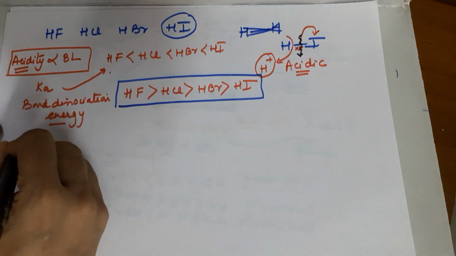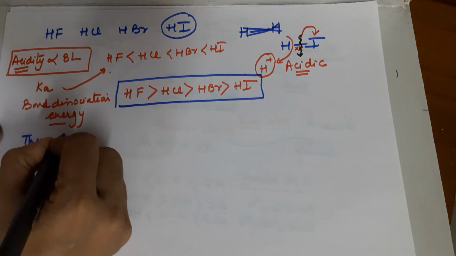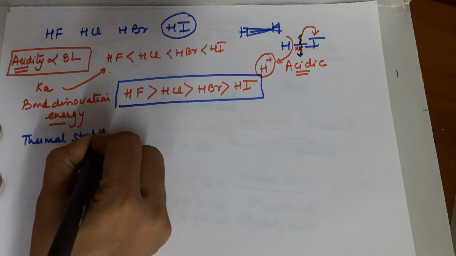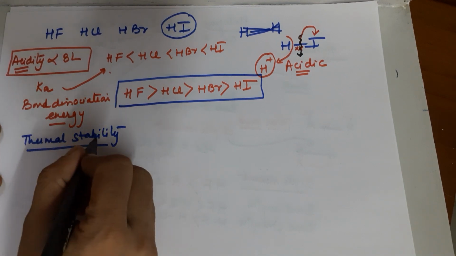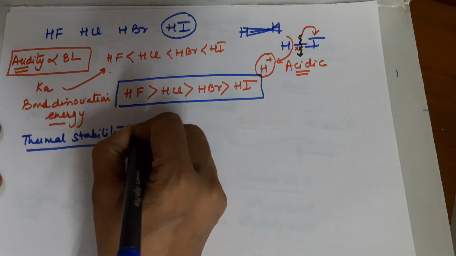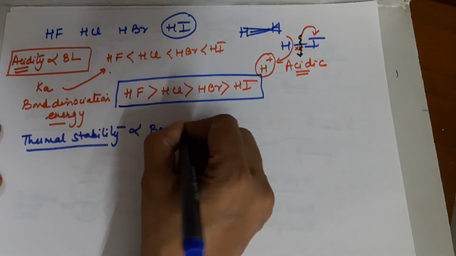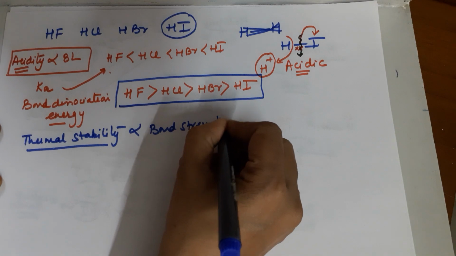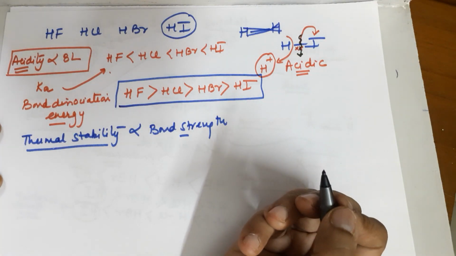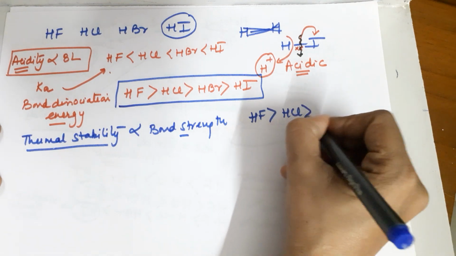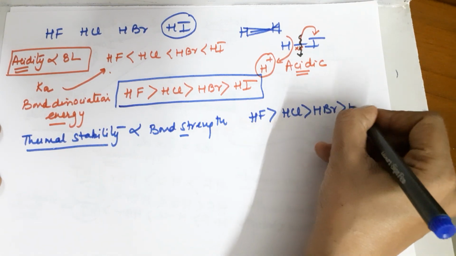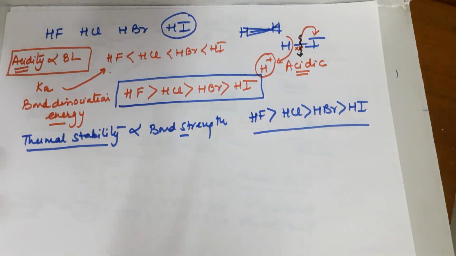On top of it, sometimes they ask you about thermal stability. Now, what does this mean? Thermally it is stable. If you heat it, the bond does not break. Thermal stability is again directly proportional to your bond strength. Stronger the bond, more stable it will be to heat. Hence, the thermal stability order would again be like this. Any problems?